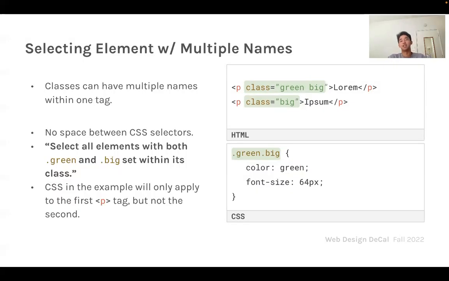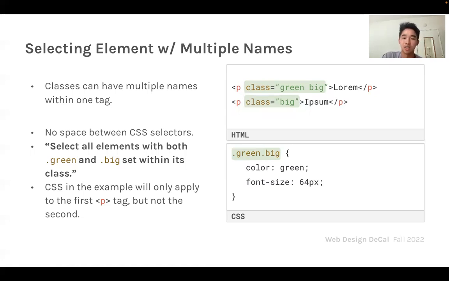So if you want to select an element with multiple names, you can have multiple class names within a div. So you would separate them with a space, like green space big. And in this case, the first p tag has the class of green and big. And if you want to select only tags with both green and big as their class, then you're going to want to put dot green dot big with no space in between. This basically selects all elements with green and big set within the class.